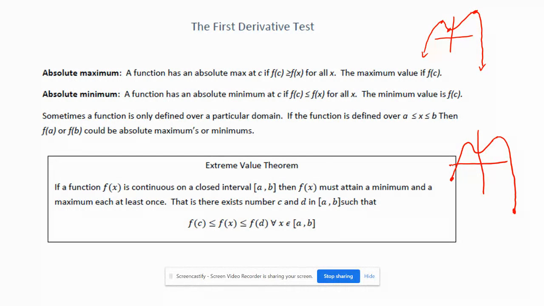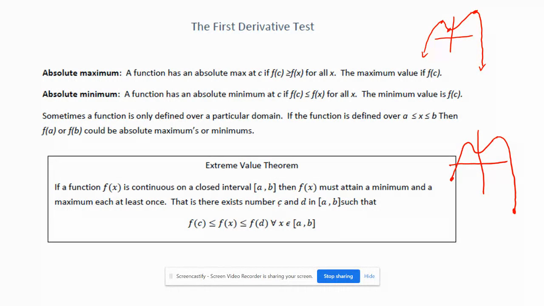So here's our x value of a and our x value of b. Now in this case, this guy does have an absolute minimum. Since we're stopping the function here, this is the lowest point on the graph. So what is the extreme value theorem saying? If f of x is continuous on the closed interval from a to b, then f of x must attain a minimum and a maximum each at least once.